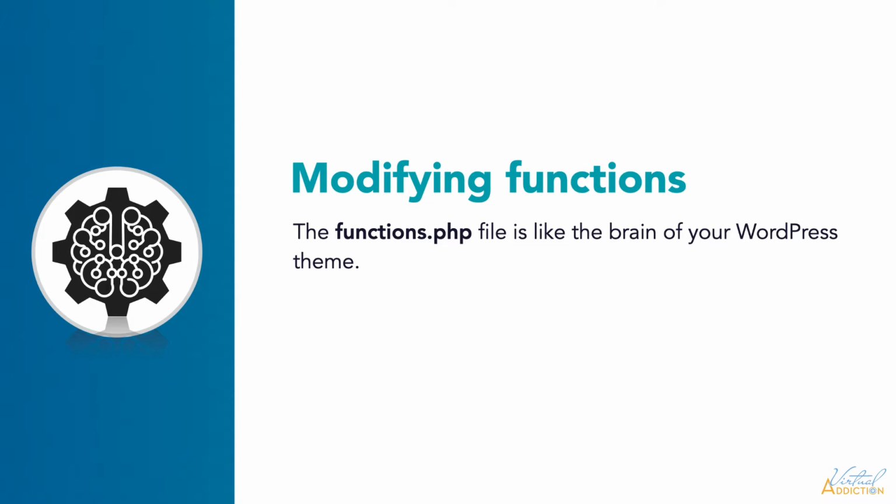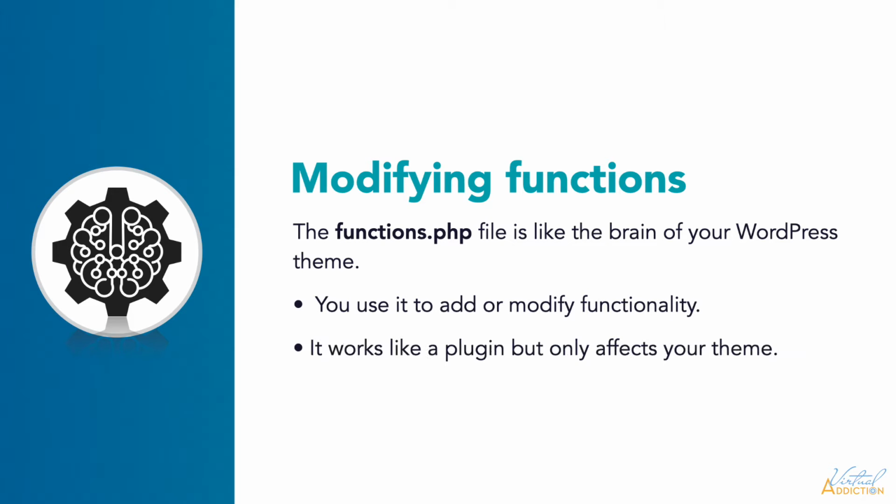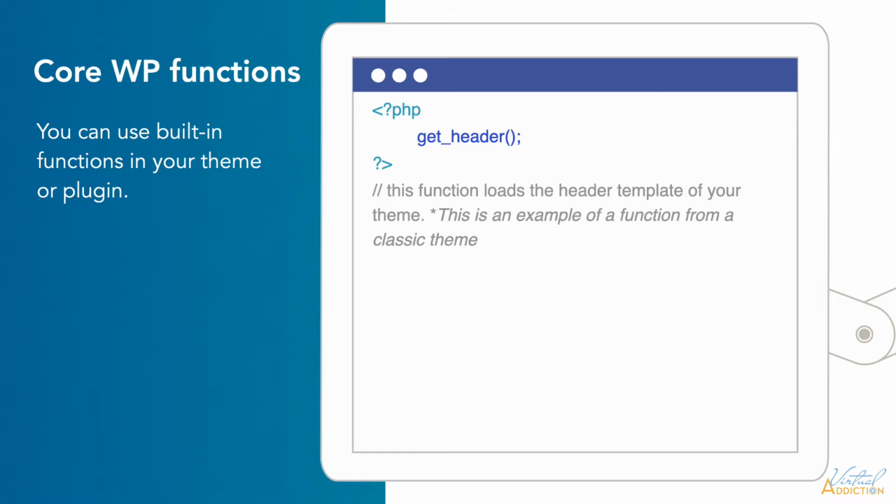We will often modify the functions.php file using our child theme. You can think of the functions.php file as the brain of your WordPress theme. It allows you to add or modify functionality, and it kind of works like a plugin, but it only affects your theme. As I mentioned before, there are several types of functions in WordPress. We'll talk about the core functions first.